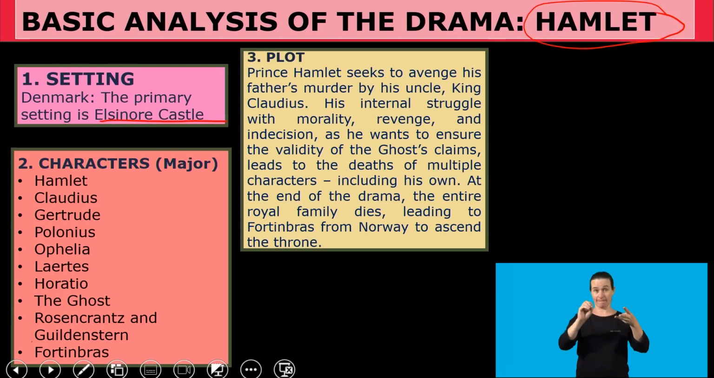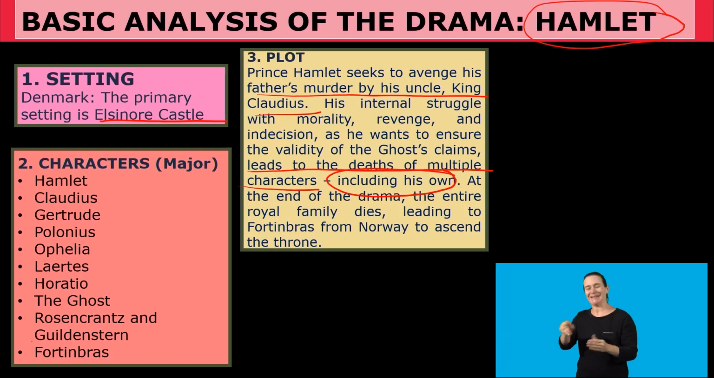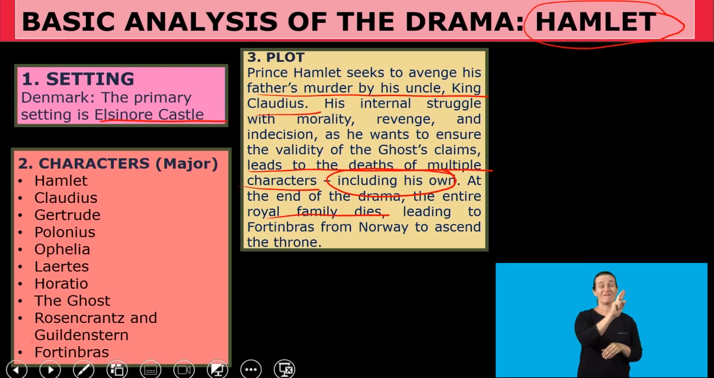The plot. Prince Hamlet seeks to avenge his father's murder by his uncle, King Claudius. His internal struggle with morality, revenge, and indecision, as he wants to ensure the validity of the ghost's claims, leads to the deaths of multiple characters, including his own. At the end of the drama, the entire royal family dies, leading to Fortinbras from Norway to ascend the throne.